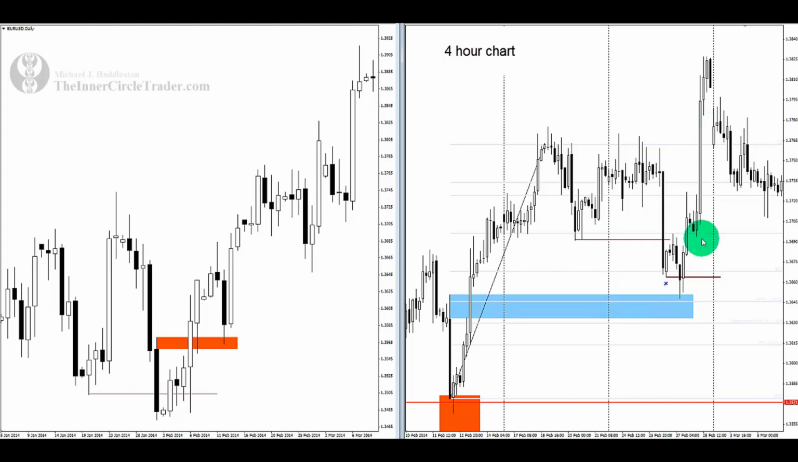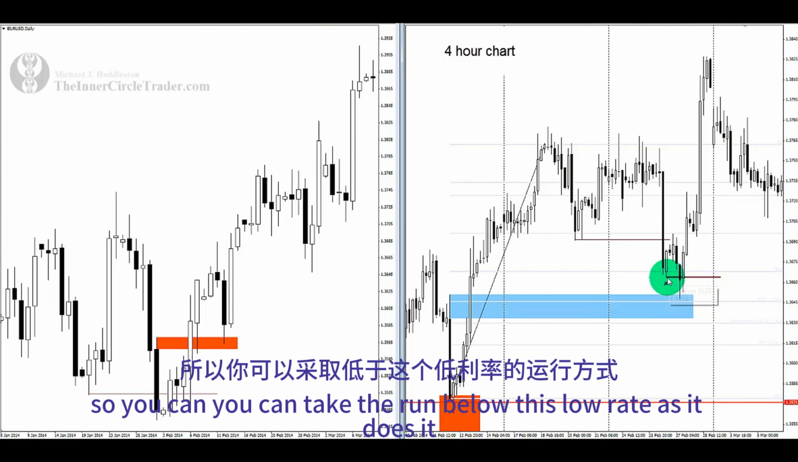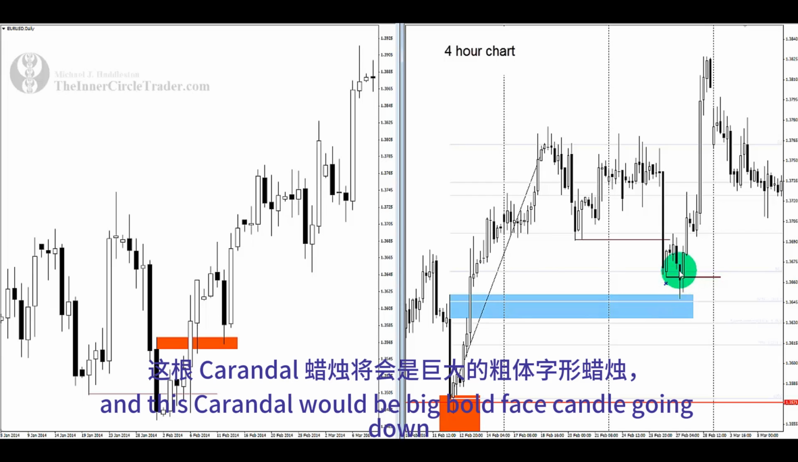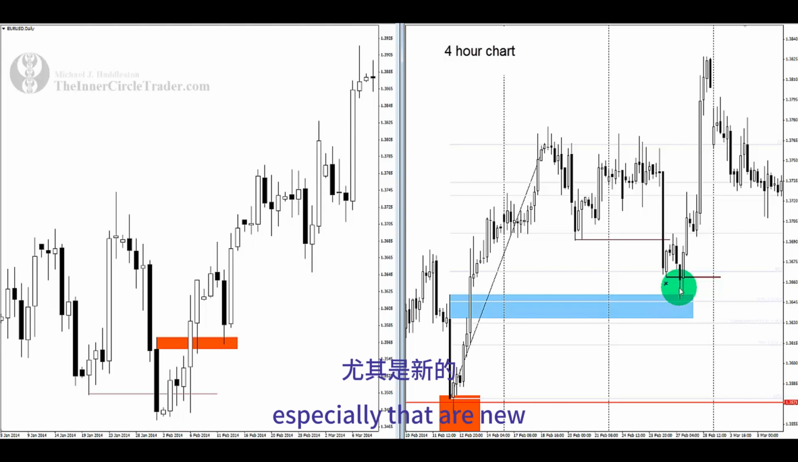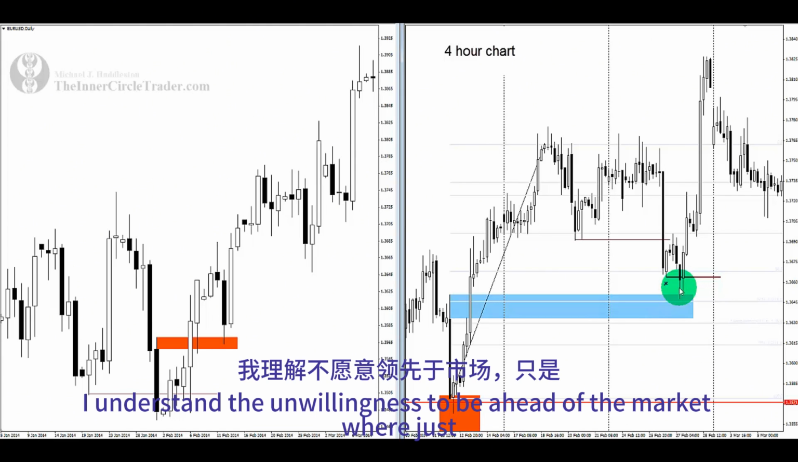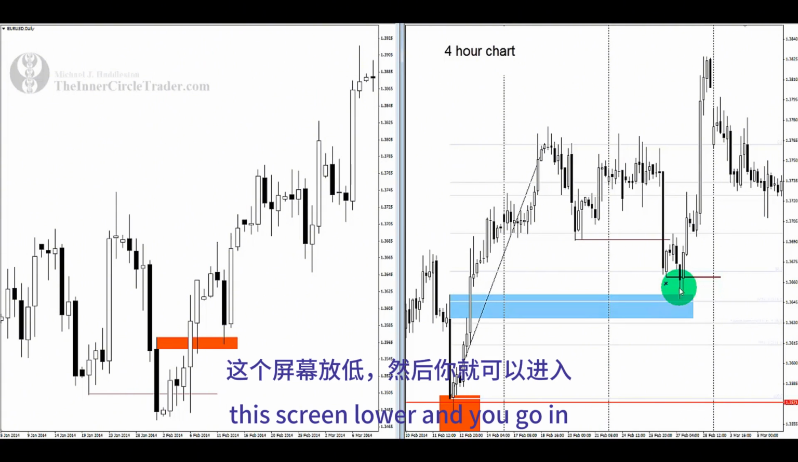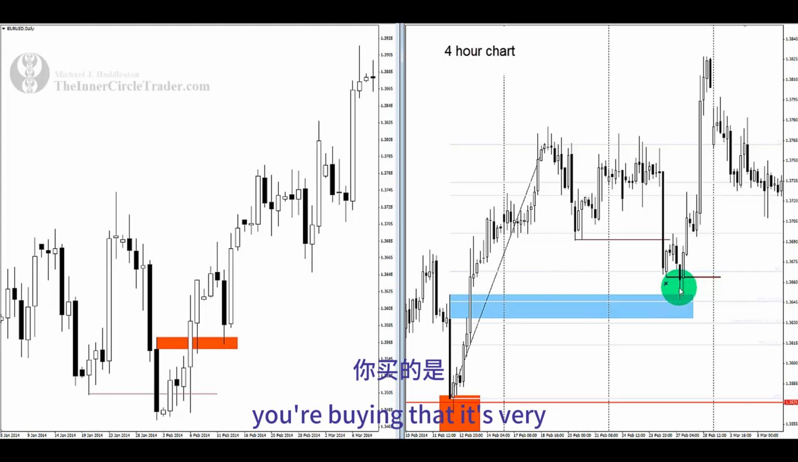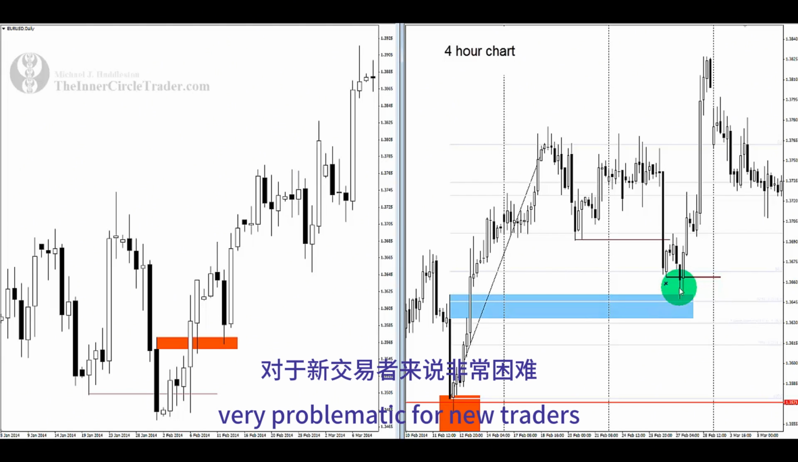Okay, so you can take the run below this low right as it does it, and this candle would be a big bold face candle going down, and I know that's very scary for some, especially those that are new. You will be very shy to want to take a trade like that, and I understand that. I understand the unwillingness to be ahead of the market, where you're really watching prices scream lower, and you go in, you're buying that. It's very, very problematic for new traders.